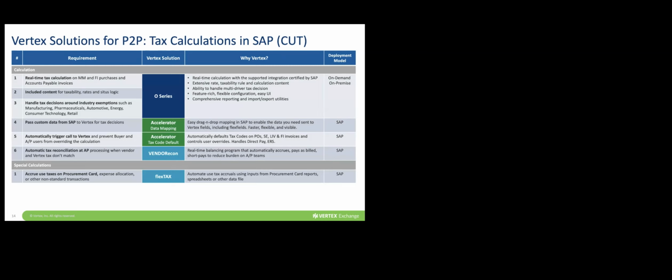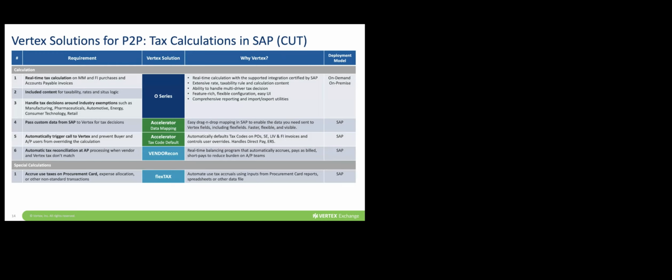We can also automate special calculations. So it's quite common for companies to have additional tax calculations they need to do on procurement card or expense allocations or non-standard transactions. So we enable that with the FlexTax program. You can load in files into FlexTax, which then can enable tax calculations by Vertex and the posting of the accruals within SAP. So FlexTax can handle a number of different inputs. It's most commonly used for P-card to enable use tax accruals on procurement card, but it can also be used for expense allocations as well.